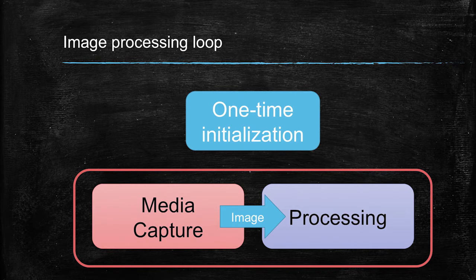So this is when I want to capture just a single frame. Where I have a more advanced processing loop, specifically for machine vision, I have one-time initialization, then I create and configure my media capture object, and using the image provided by this object, I send it for processing and then perform the acquisition loop.